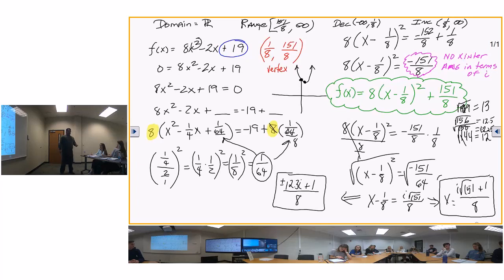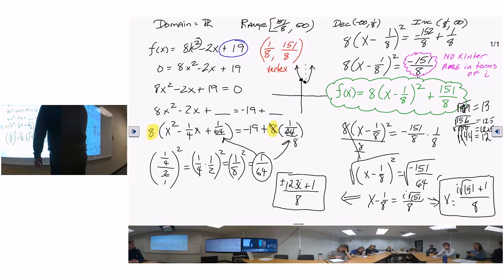Line of symmetry always goes through the x of the vertex. So the line of symmetry is x is equal to 1/8.